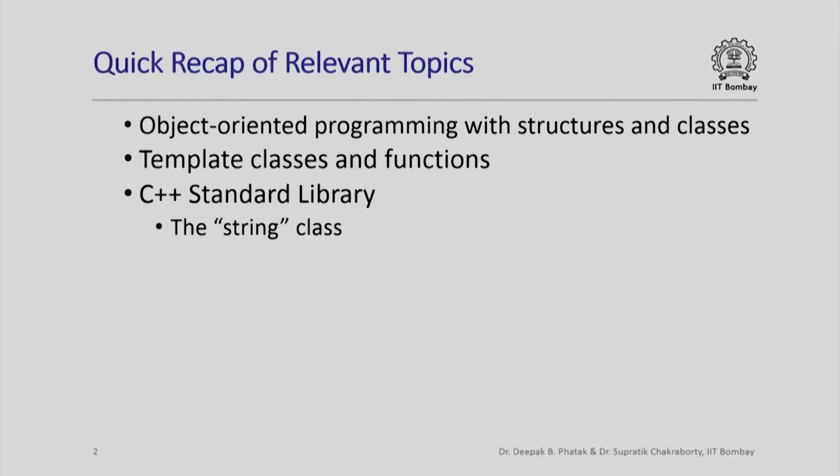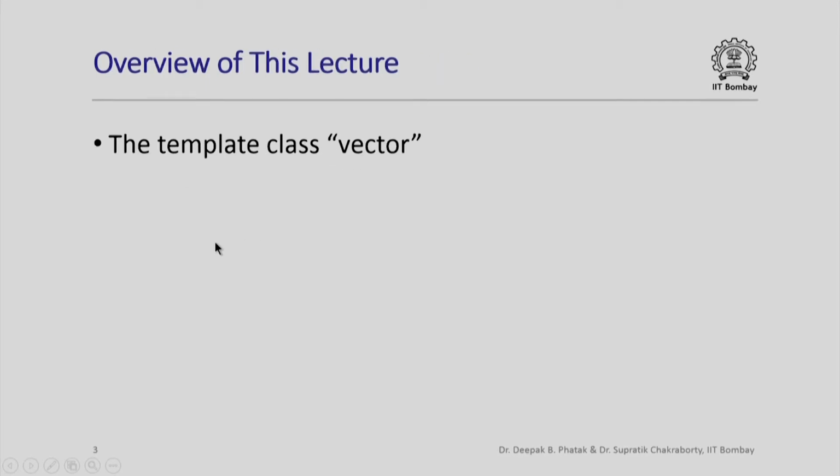Here is a quick recap of some of the relevant topics that we have already studied. We have studied about object oriented programming with structures and classes. We have studied about template classes and functions, and in the last lecture we also saw an introduction to the C++ standard library, and we studied about the string class. In this lecture, we are going to study about the template class vector.